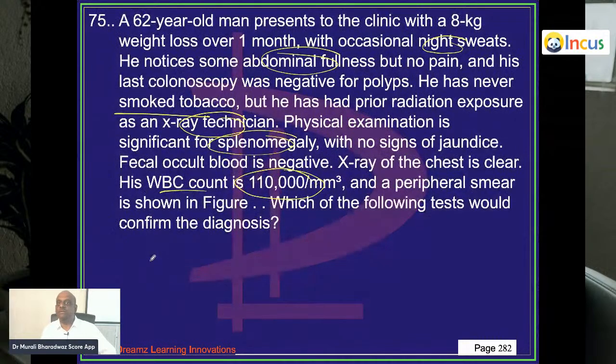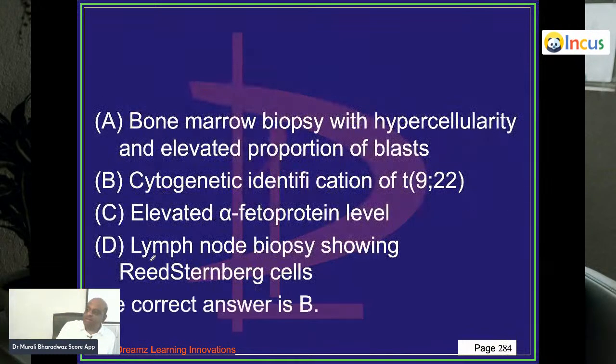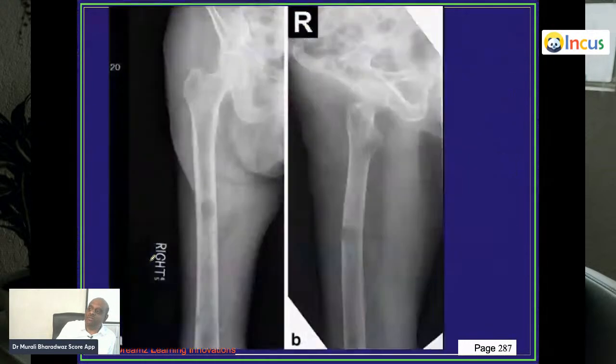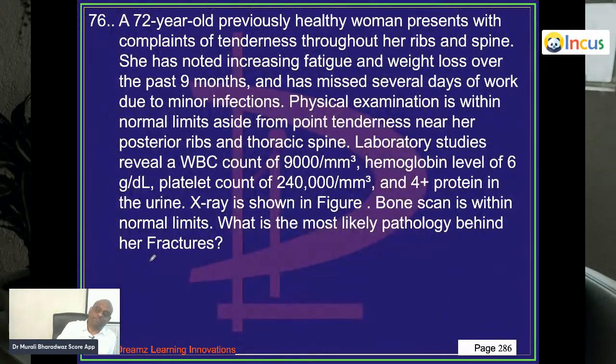Actually, the peripheral smear is showing myeloblasts, shift to left, which is a feature of CML. So for CML, how do you diagnose? Philadelphia chromosome, 9;22, is what you need to remember.